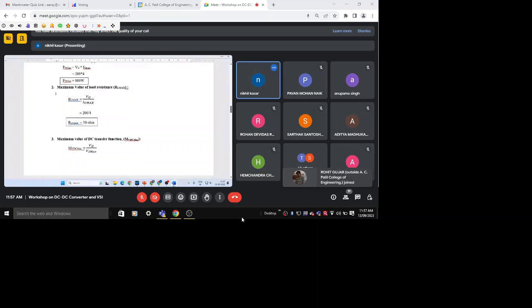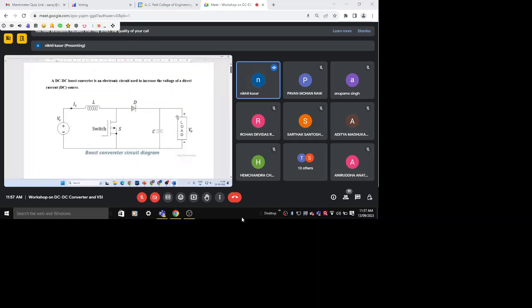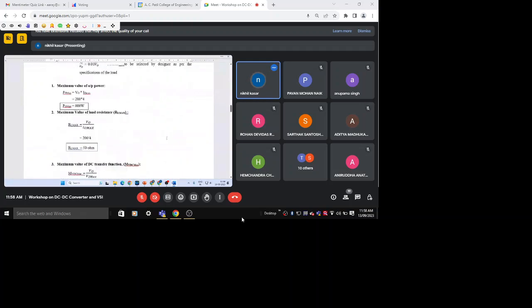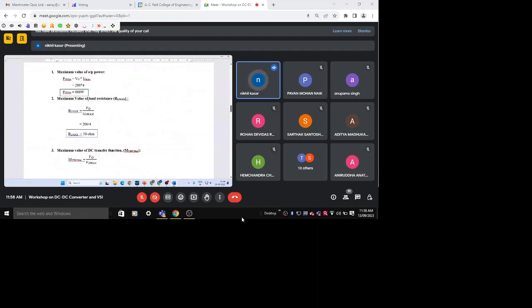Because in the circuit diagram, we have connected a load, before which there is a capacitor; after the capacitor, this is our load terminals, and we are taking the example of a resistive load. By our basic Ohm's law, how to calculate RL max? RL max is equal to output voltage divided by IO, VO divided by IO, 200 divided by 4.